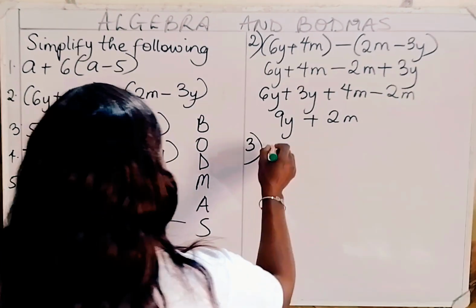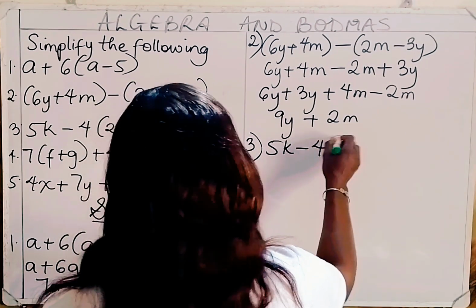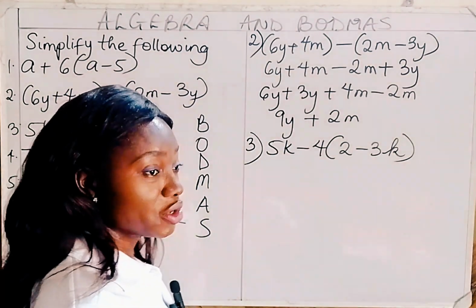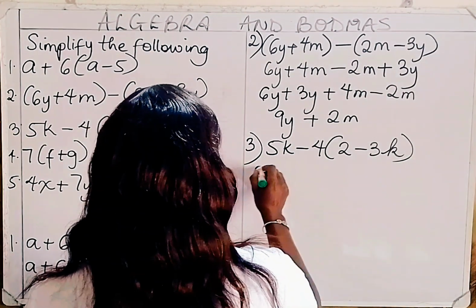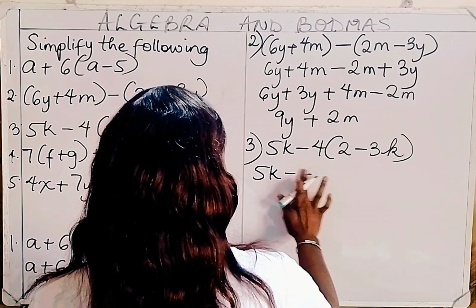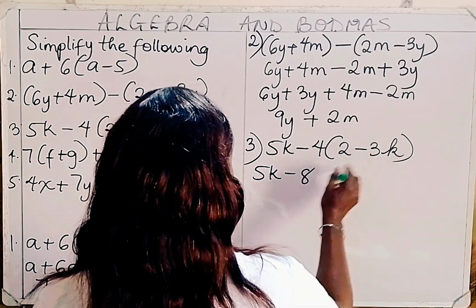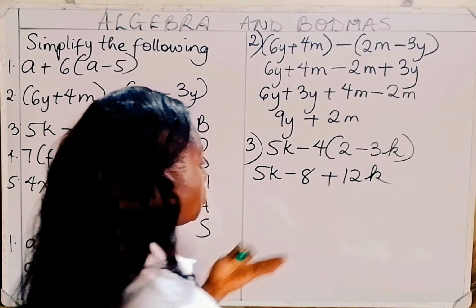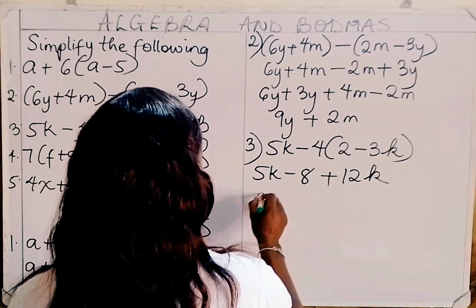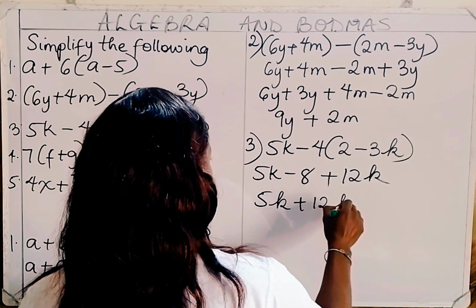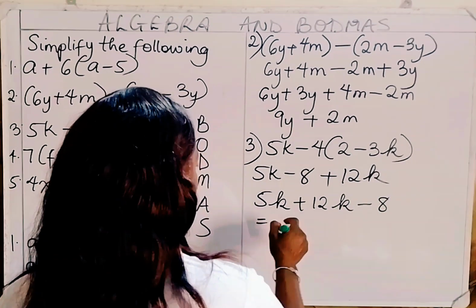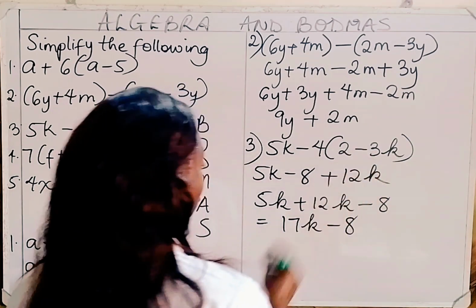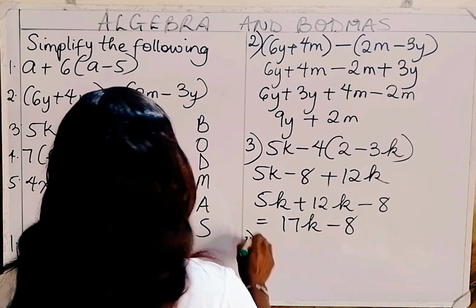Question 3. 5k minus 4 into brackets 2 minus 3k. As usual, what do we do? We open the brackets. We have 5k minus 4, 4 times 2 equals what? 8. Minus times minus is plus. Then 4 times 3 is 12k. Then we collect like terms. We have 5k plus 12k minus 8. And this gives us 5k plus 12k equals what? 17k minus 8. Okay?